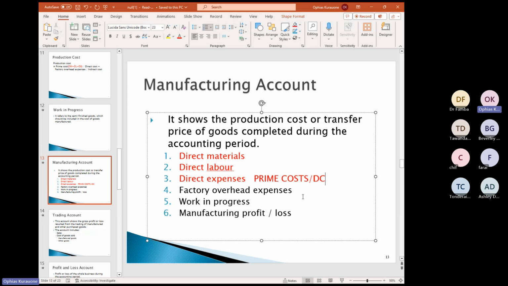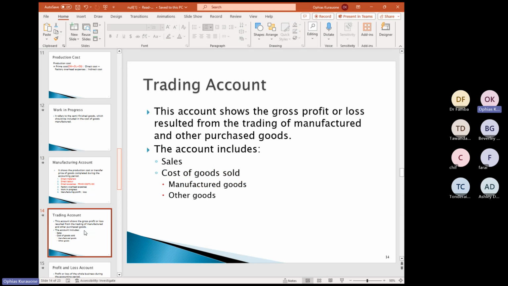Then you've got fixed overhead expenses, work in progress, manufacturing profit and loss. So we're going to look at those aspects: how we prepare this manufacturing account, how we prepare the profit and loss, and so on. But before we do that, we need to make sure that we understand the key concepts, should be able to pick the basic concept, and identify what is a raw material and what is not a raw material. That is very critical.